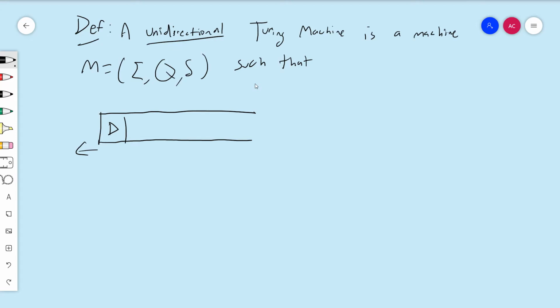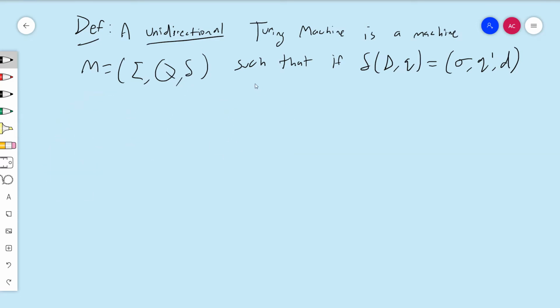So we say such that if delta of sigma q, or sorry, of triangle q is equal to sigma q prime d, then, well, what do we want? We want to be able to say that d obviously needs to be not -1, right? And then we never want to erase this, so we never forget that we can't go to the left. So basically, what we need to say is that then sigma equals the triangle. In other words, I cannot erase triangles once I've printed them, and d is not equal to -1, so I can't go left.